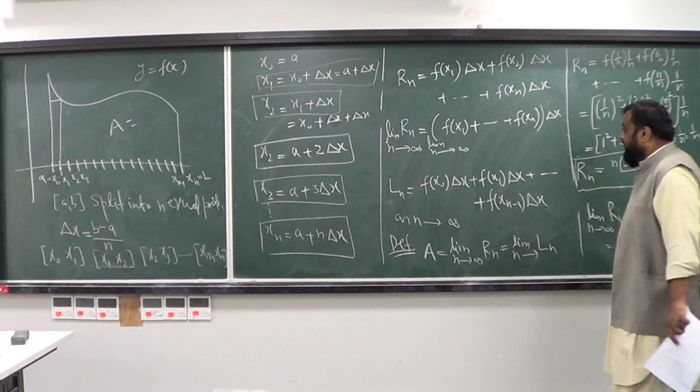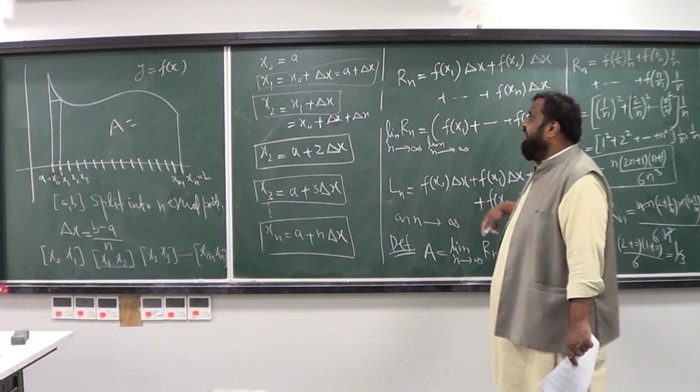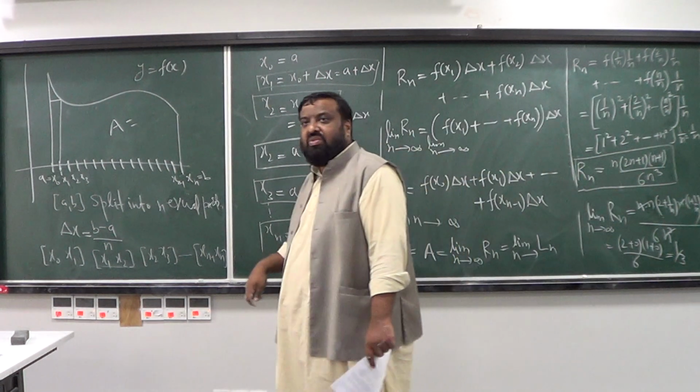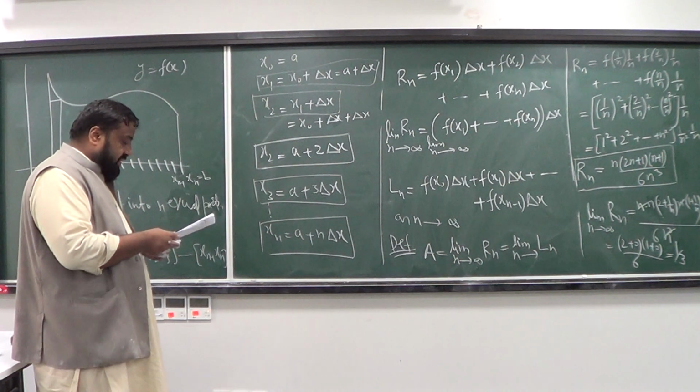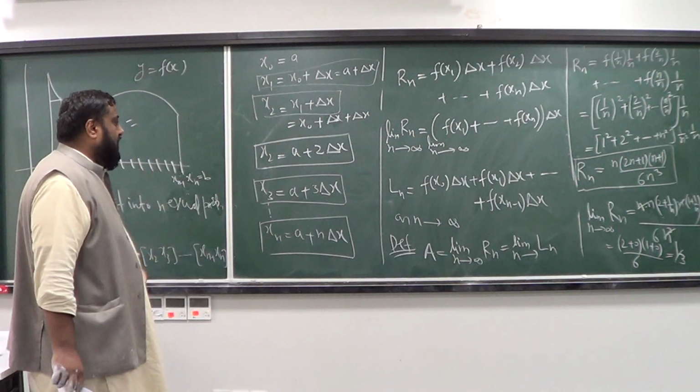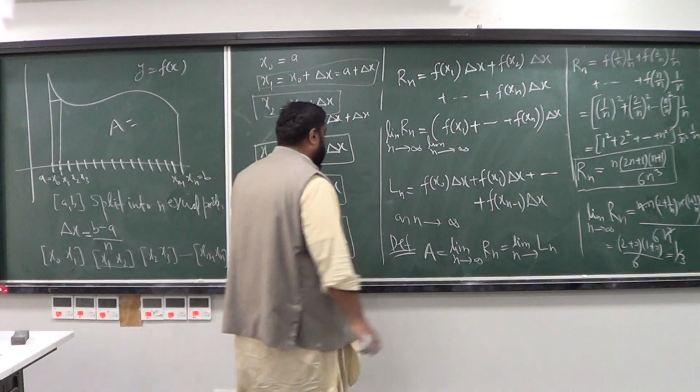So we calculated this Rn and Ln for f of x equal to x squared, and we got the result. We got the area as 1/3. So this is really the area.